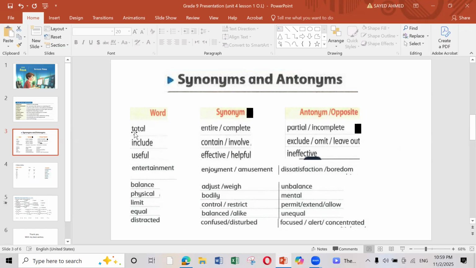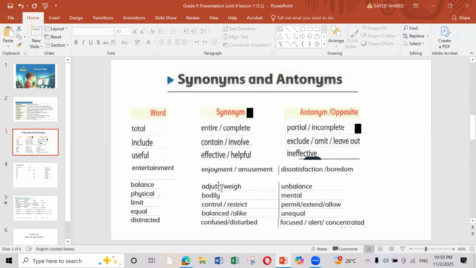We have the word total here. The synonym is entire and complete. The antonym is partial or incomplete. Include means contain or involve. The antonym or opposite is exclude or omit or leave out. Useful, the synonym is effective or helpful. The antonym is ineffective. Entertainment means enjoyment or amusement. Then the antonym or the opposite of this word is dissatisfaction or boredom.